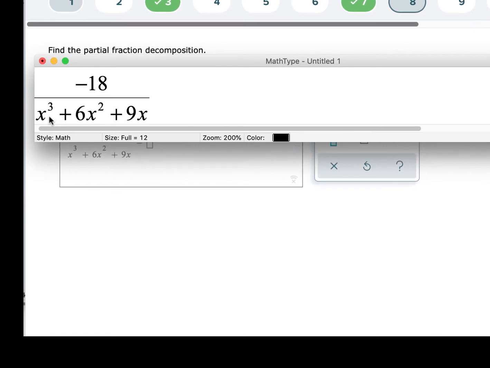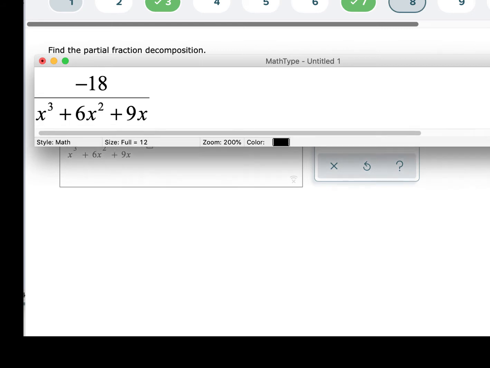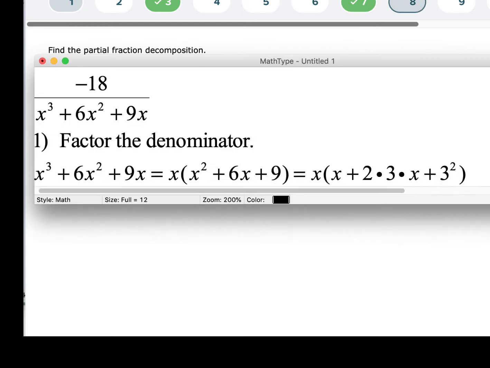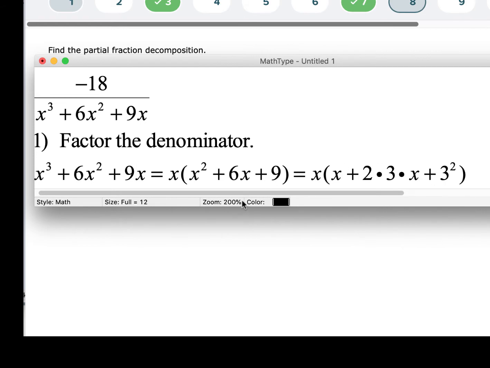To factor our denominator, we notice that each term has an x, so we can factor out an x. That'll leave us with x times (x squared plus 6x plus 9). And then we notice something really cool with our second factor. It is a perfect square trinomial.